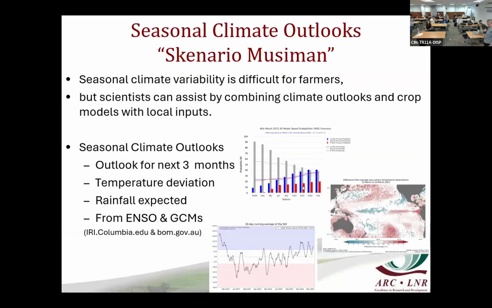So I thought maybe people would have already explained what seasonal forecasts are. Maybe everybody knows in the room, but it's taking something from the GCMs and taking something from the sea surface temperatures and SOI, and being able to make some prediction for the coming 3 months and for 6 months. So this is to help the farmers in Indonesia. We were using the outputs from Australian BOM and also from IRI.